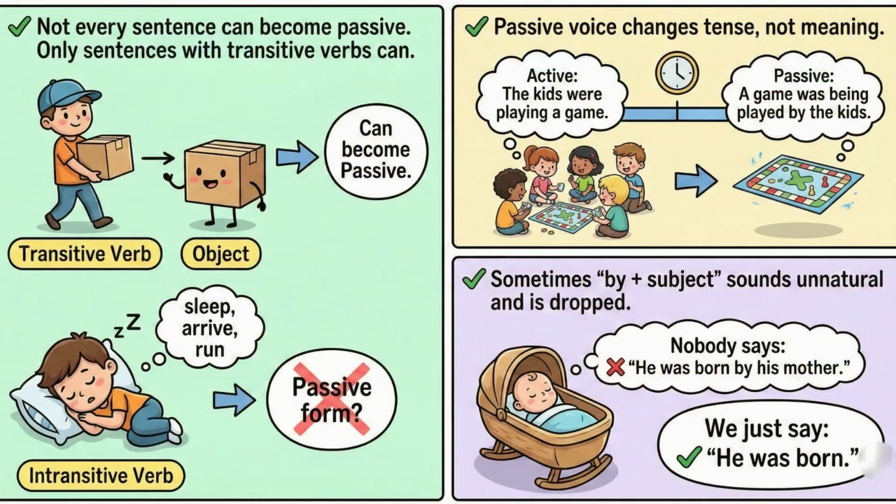Important grammar notes. Not every sentence can become passive. Only sentences with transitive verbs can. Sleep, arrive, run, these cannot form passive. Passive voice changes tense, not meaning. Example, active, the kids were playing a game. Passive, a game was being played by the kids. Sometimes, by plus subject, sounds unnatural and is dropped. Nobody says, he was born by his mother. We just say, he was born.